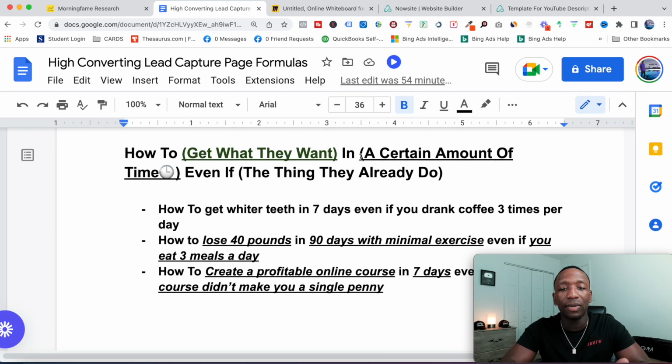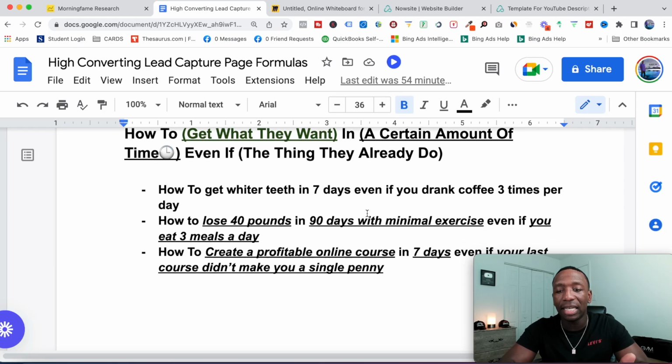Okay, so how to get what they want in a certain amount of time, even if the thing they already do. So an example would be how to get whiter teeth in 7 days, even if you drink coffee 3 times per day. How to lose 40 pounds in 90 days with minimal exercise, even if you eat 3 meals a day. So there's 3 things that they know. They can lose 40 pounds in 90 days with minimal exercise, and they can eat 3 meals a day. If they're saying, yes, sign me up for that, right? Then you know that you got the right person, which most times that means that you're going to have a high conversion rate. So you want to lead them away from pain and don't try to lead them into pleasure.